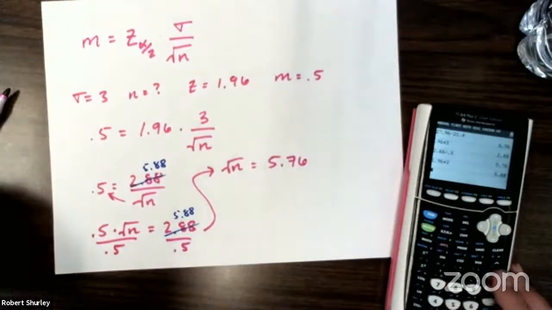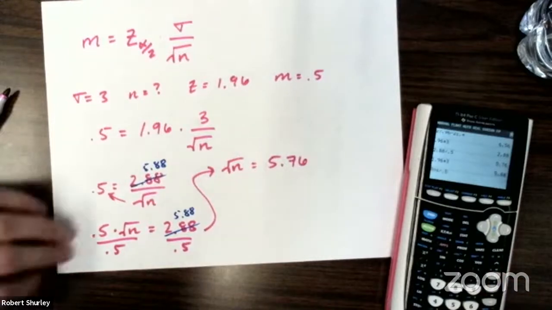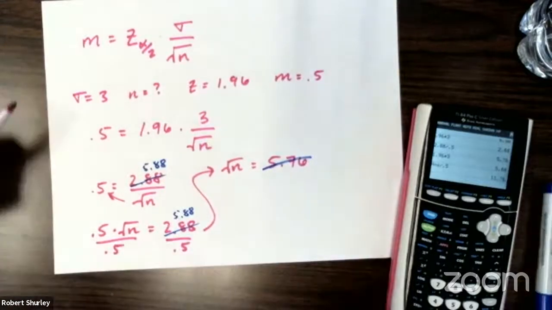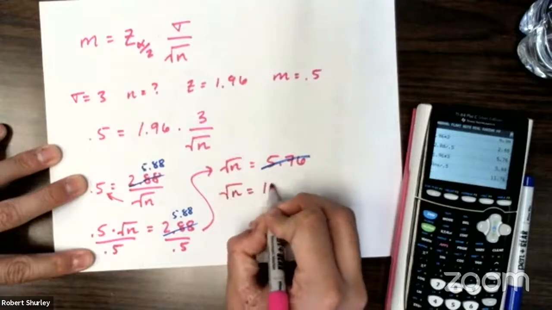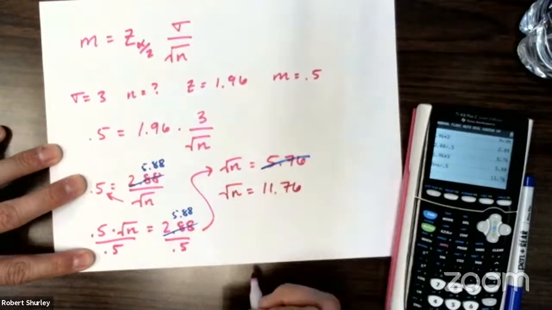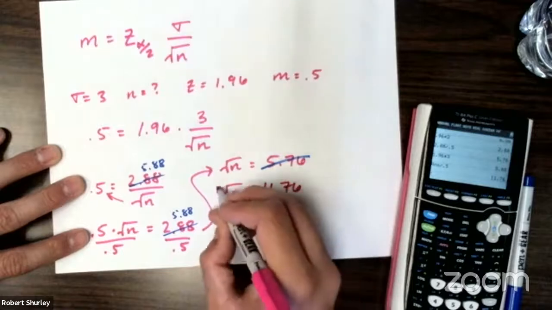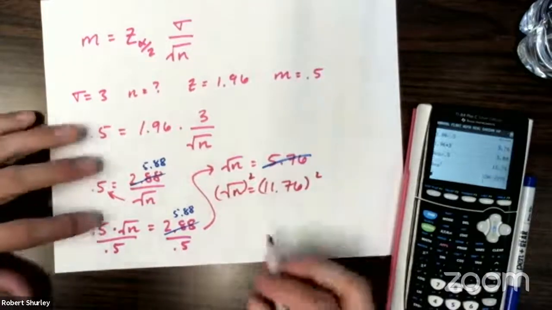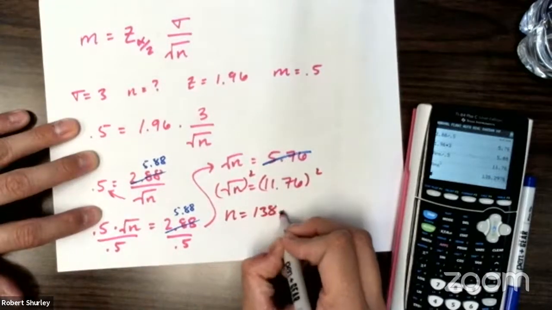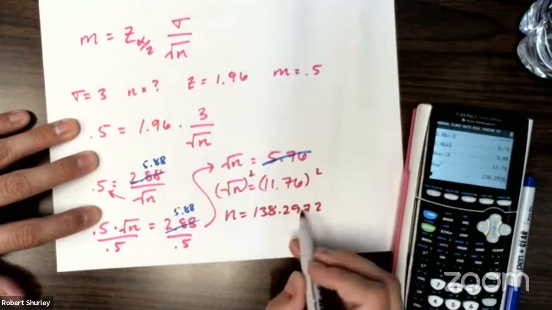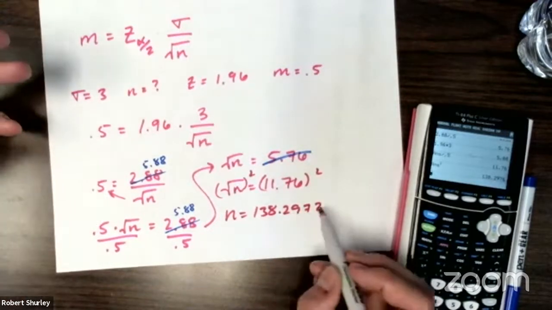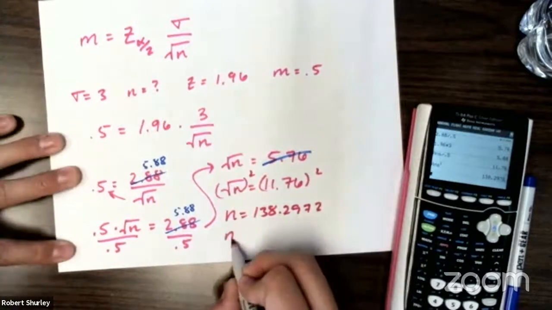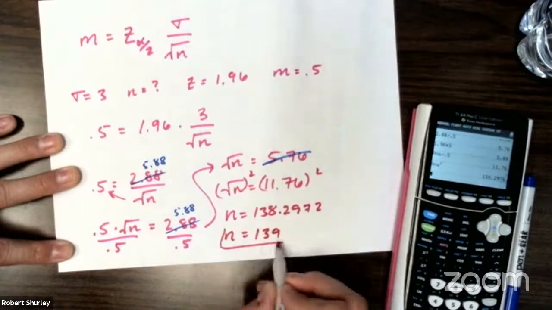So 5.88 divided by 0.5 is 11.76. Okay, so I'm going to rewrite this one. 11.76. Now we've got to square both sides to get the radical to go away, and you wind up with 138.2972. Now, even though in math we would round this down, if we want this confidence level, we've got to round it up to 139, because we need that extra person to get there.